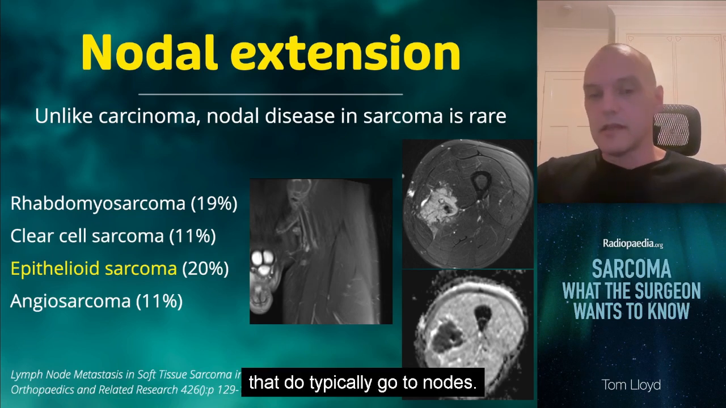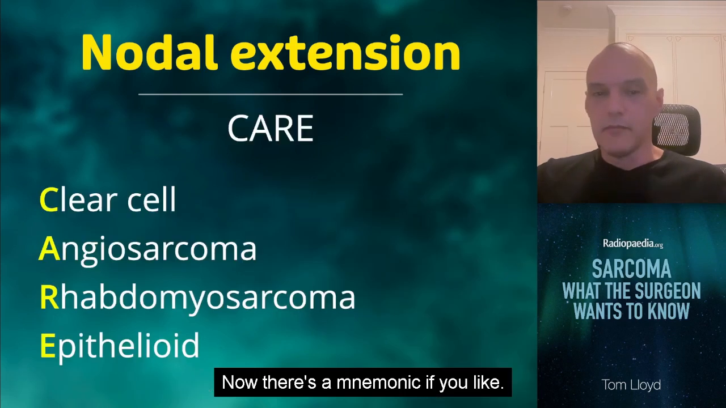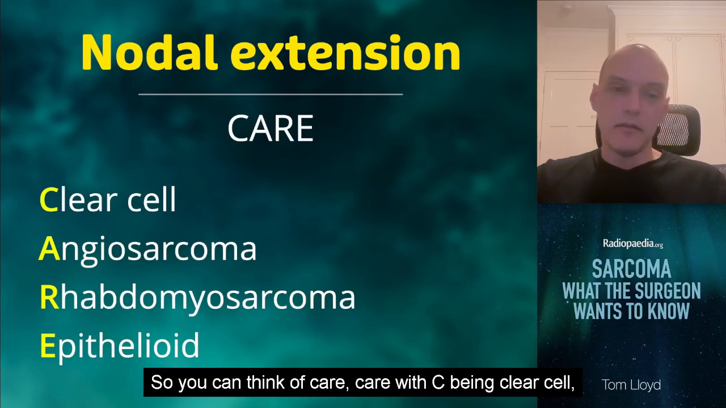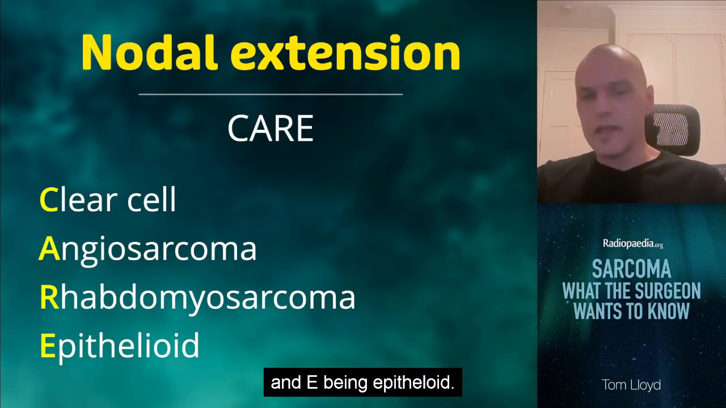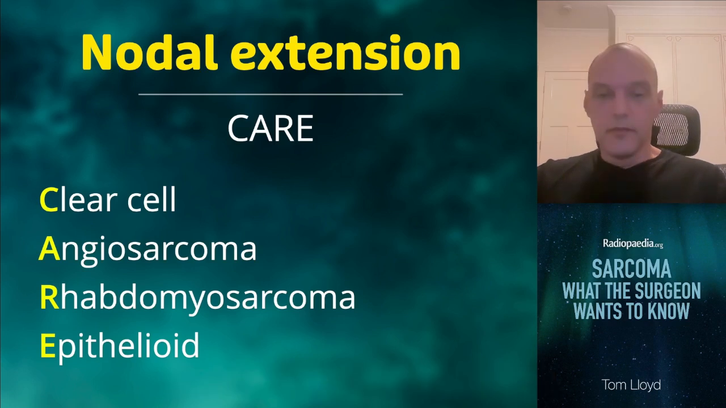These are the cases that do typically go to nodes. Now there's a mnemonic, if you like, so you can think of CARE with C being clear cell, A being angiosarcoma, R being rhabdo, and E being epithelioid. These are the common ones that go to nodes.